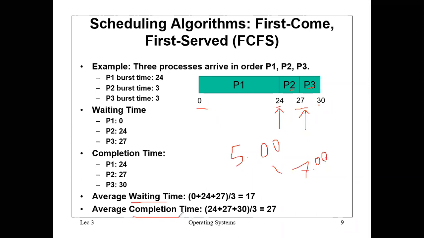Completion time is basically when the process is done. Here, the completion time for P1 is 24, for P2 is 27, and for P3 is 30. So completion time is measured from when you arrived to when you completed. For this example, the process arrived at 5 and got the CPU at 7, so the waiting time is 2 hours. And after 7, it had to work until 7:30, let's assume.